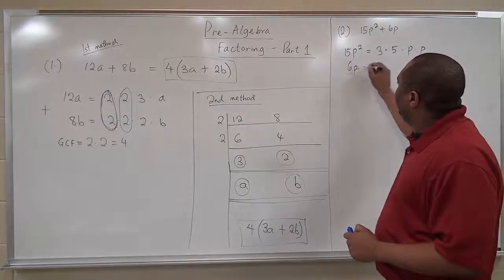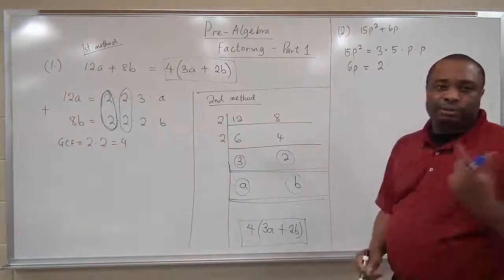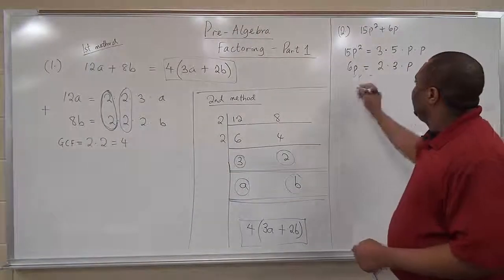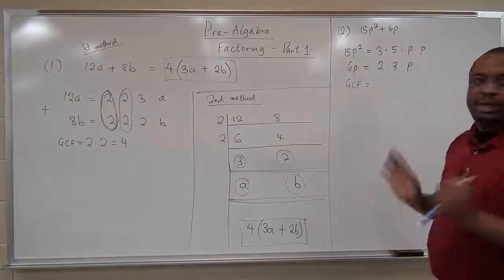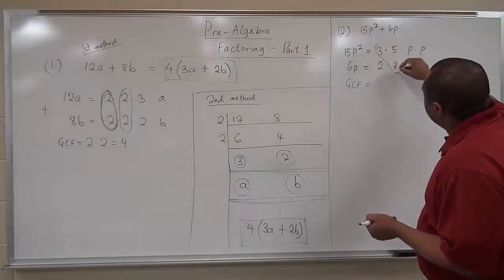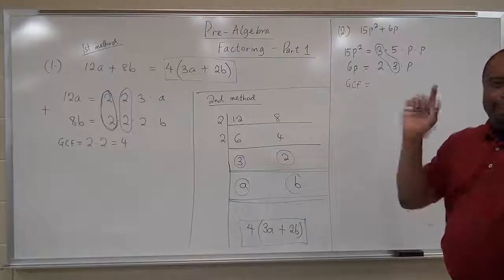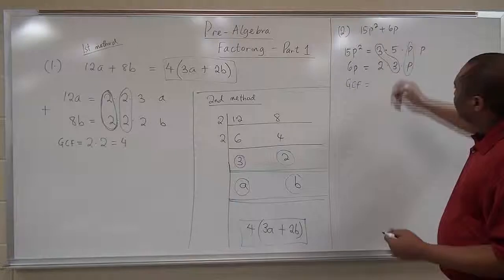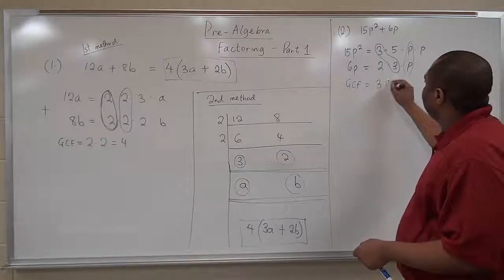Then 6p, you start with 2. 2 times 3 is 6, and 3 is prime. Then times p. So the GCF will be whatever is common. We see that 3 and 3 is common. Whatever is common on both, carry one time. And then p and p. So we now have 3 times p, which is 3p.